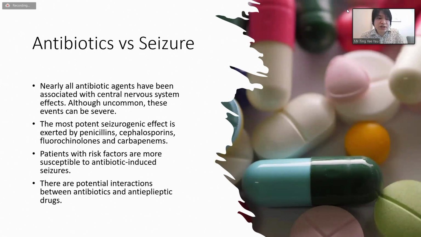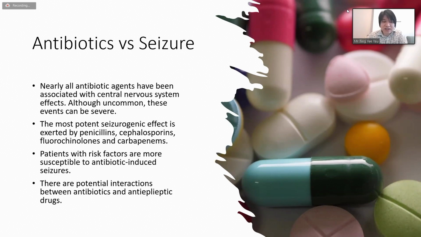Antibiotics and seizures. Really, all antibiotics have an association with CNS effects. Although it is uncommon, this can be serious. The most potent seizurogenic effect is exerted by penicillins, cephalosporins, fluoroquinolones, and then carbapenems. Patients with risk factors are more susceptible to antibiotic-induced seizures.